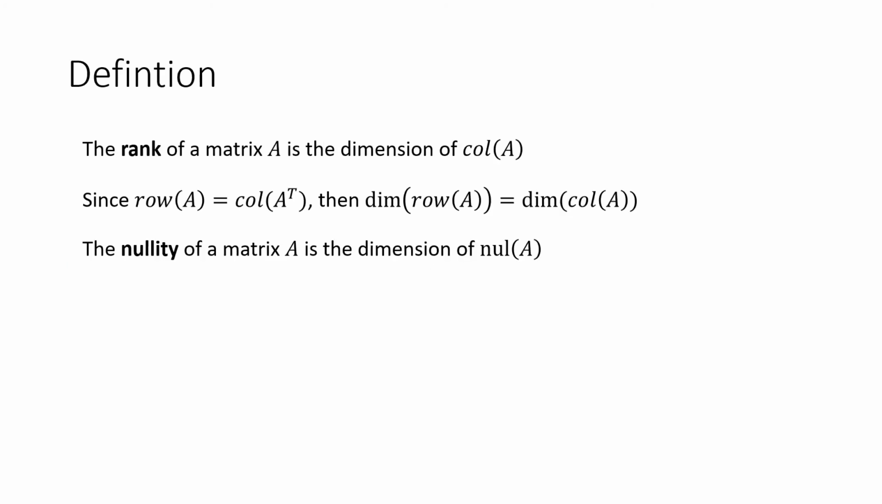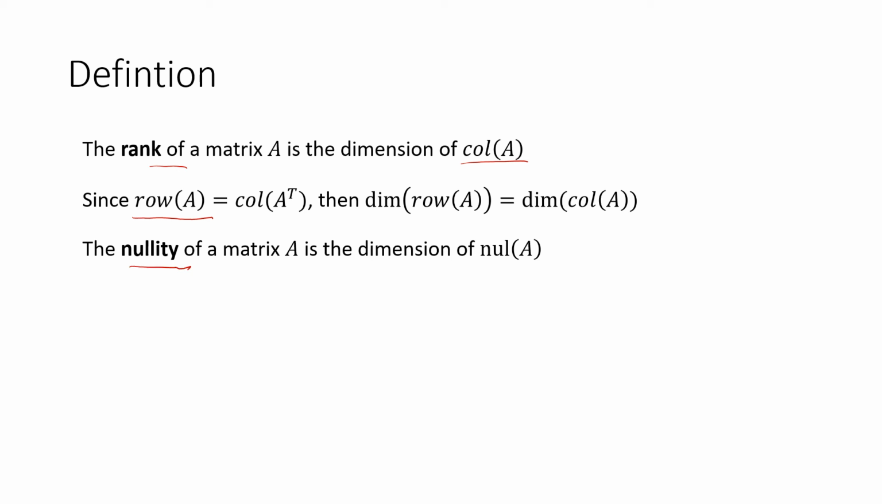So now a definition. The rank of a matrix. The rank of a matrix is the dimension of its column space. So remember, we've dealt with the column space quite a bit. The rank is the dimension of the column space. It's also equal to the dimension of the row space, because remember, the row space is just the column space of the transposed matrix. So the dimension of the row space is equal to the dimension of the column space. So that's the rank. The nullity of a matrix is the dimension of the null space.